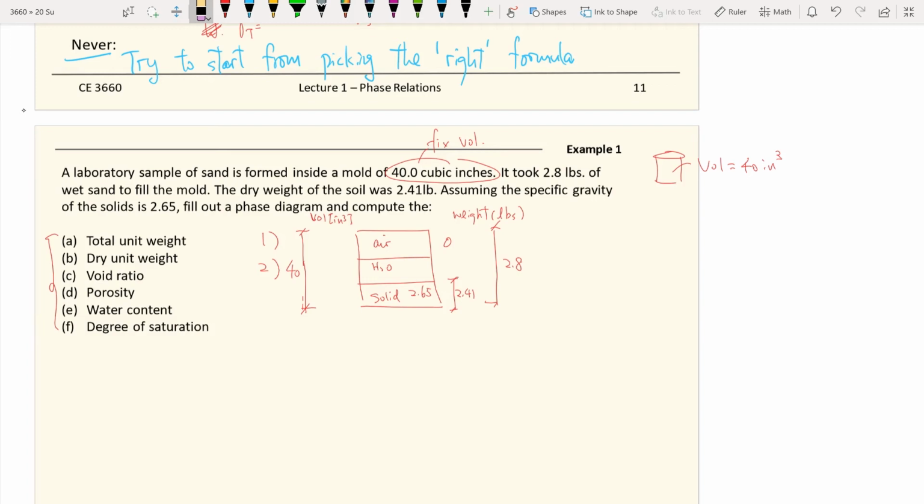So from this phase diagram, you have 4 unknowns: 1, 2, 3, 4. You don't know the volume of air, you don't know the volume of water, you don't know the volume of solid, and you also don't know the weight of the water. Which means you need to move to procedure number 3, which means you need to set up 4 equations to solve for 4 unknowns.